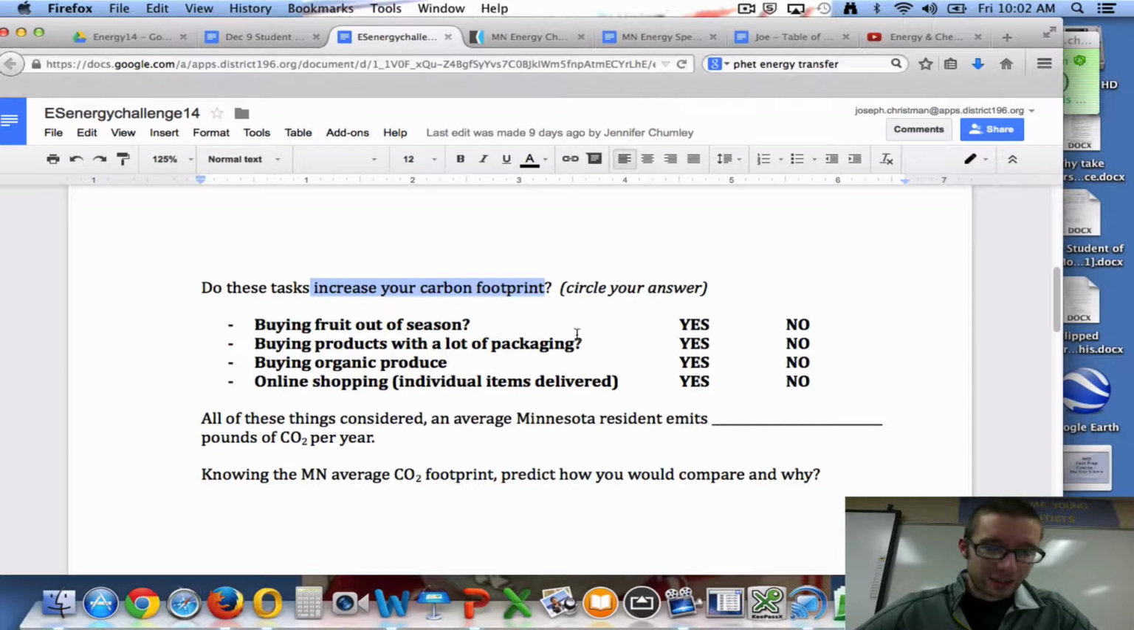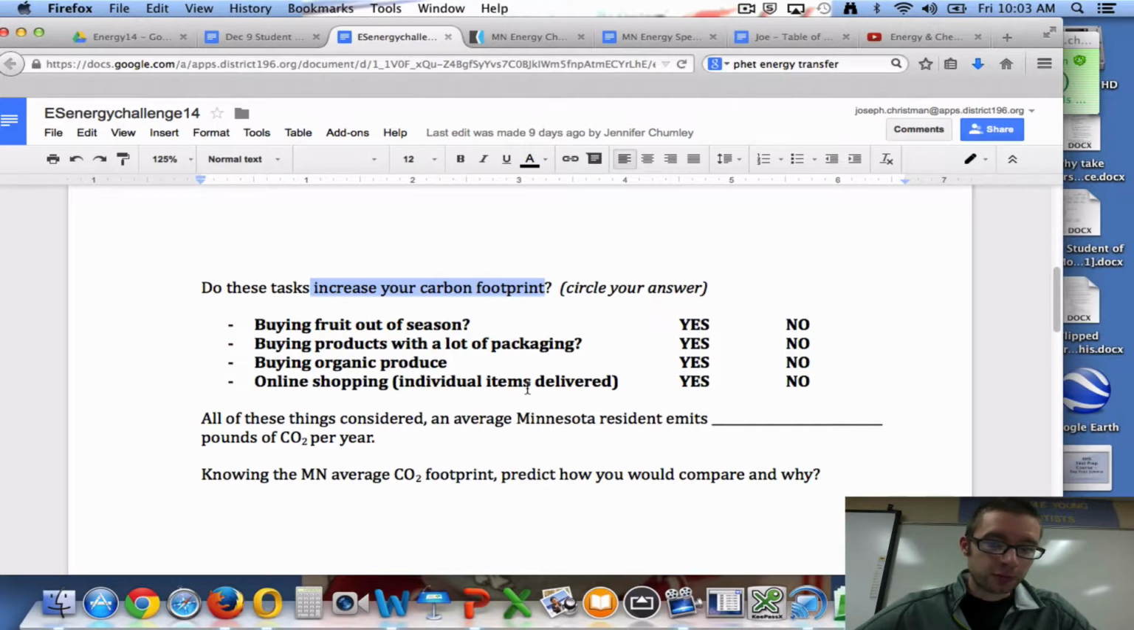So I kind of gave you this answer. Buying fruit out of season, yes, that adds to your carbon footprint. Buying products with lots of packaging, yes. It costs or takes energy to do that. Buying organic produce, that's going to add to your carbon footprint.